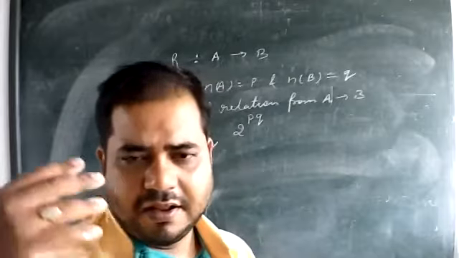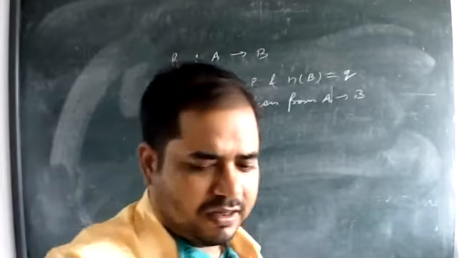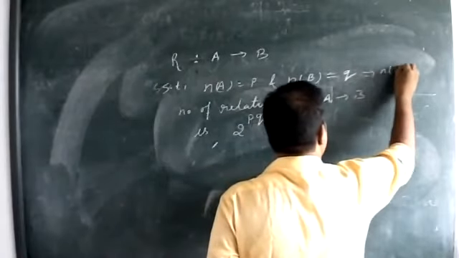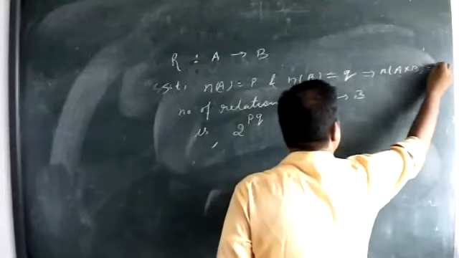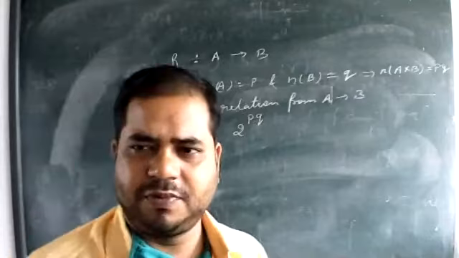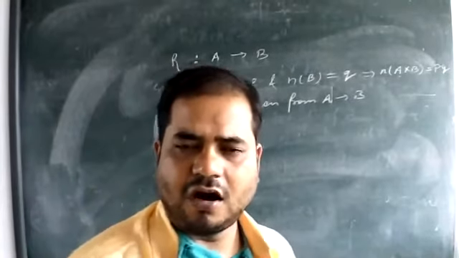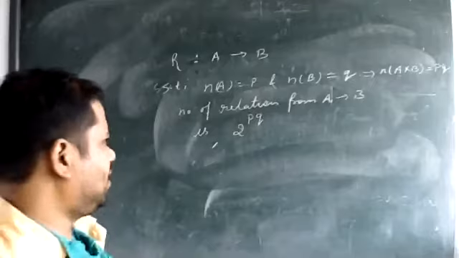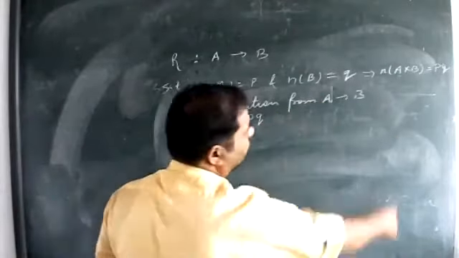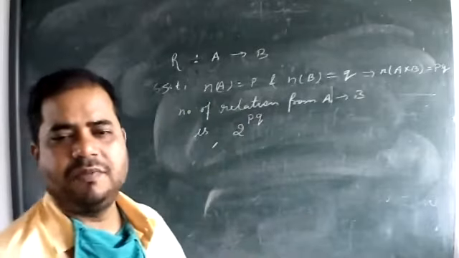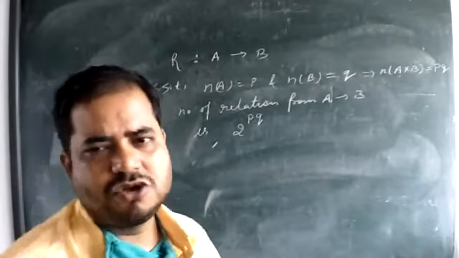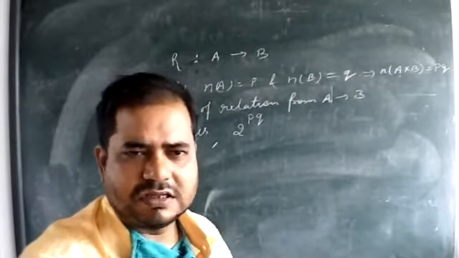Why? The number of elements in A cross B, n(A cross B), is nothing but pq. So the number of relations is nothing but the number of subsets of A cross B. तो A cross B में कितने एलिमेंट है pq? तो number of subset कितने होंगे A cross B के? 2 to the power pq. Is that clear?